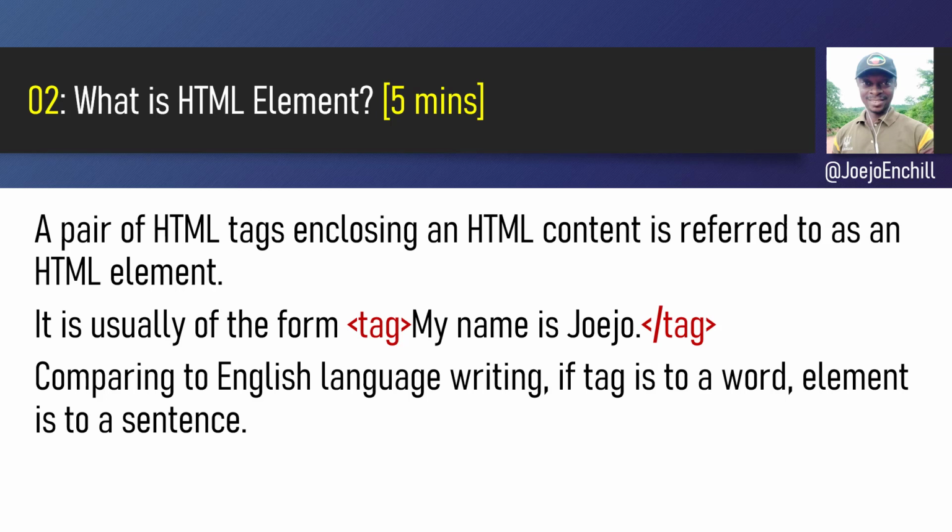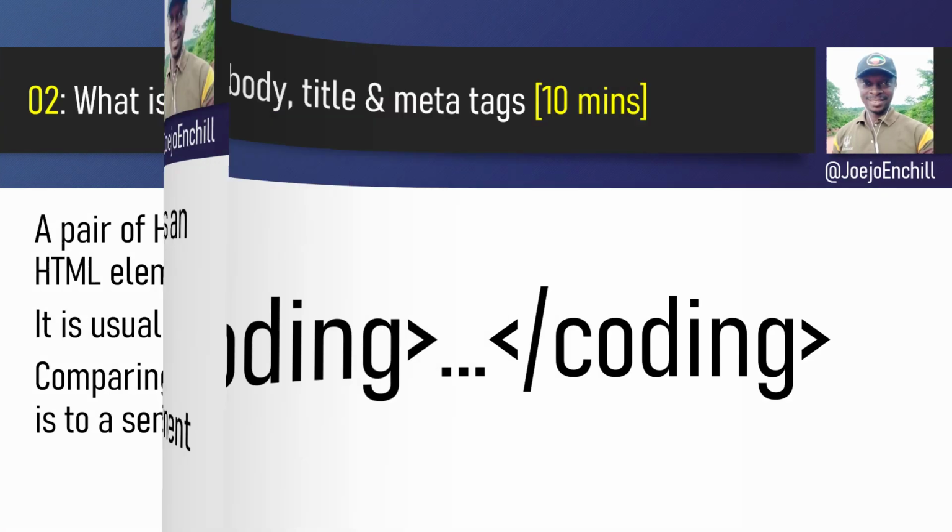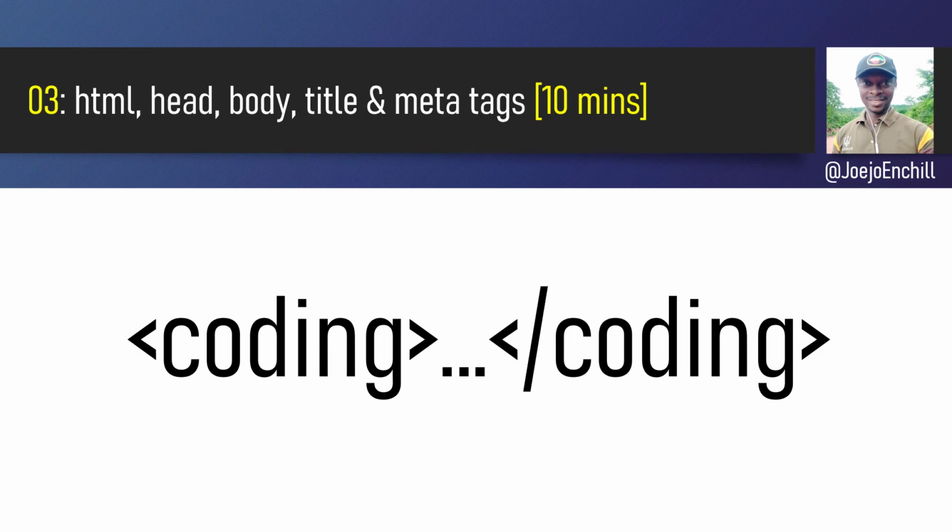So comparing with English language writing, we can say that a tag is equal to a word, whereas an element is equal to a sentence. That is what we said about an element. And then we moved ahead to see how we can make use of some common HTML tags. We looked at the HTML tag itself, the head tag, the body tag, the title tag, and some meta tags. Let's review them in the coding arena.